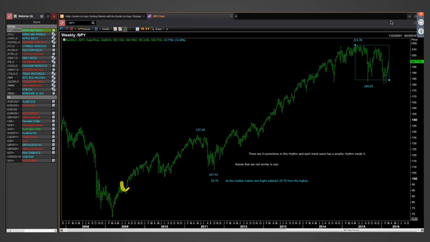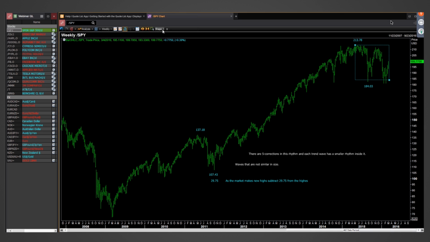You cannot match this small correction with this big correction because it's not similar in size. Nor can you match this correction here with this correction here in the future because they're not similar in size. They're very different. It's two different rhythms. Each rhythm has its own set of trend waves and correction waves. So let me erase these quickly.